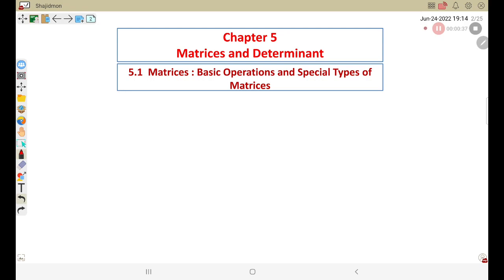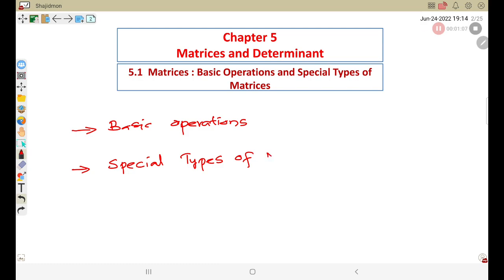In this chapter, we need to study some basic ideas of matrices and determinants. In the first section, we are discussing the meaning of a matrix and the basic operations, and then the special types of matrices. Mainly we are discussing the basic ideas, some definitions and related questions. We will go through the ideas first, then start the questions one by one.